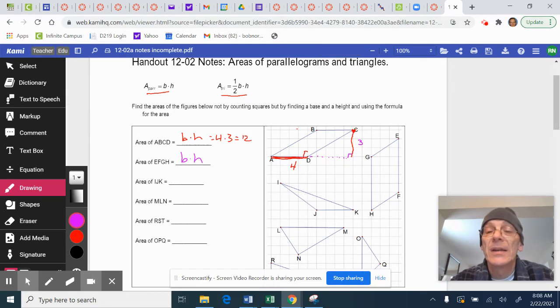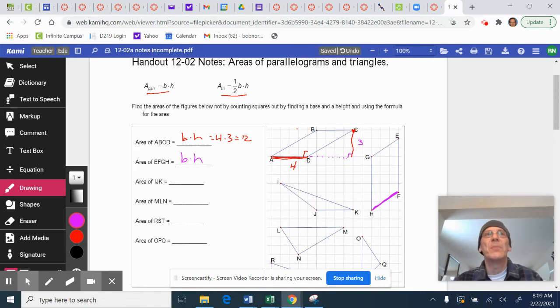Let's choose a base. Now, I said earlier, and this might have gone right past you, you might not have noticed, you can choose any side of the parallelogram for the base. And that is true for triangles also. We'll get to that in a moment, but you can choose any side of the parallelogram for the base. Now, if I choose this side for the base, and that's legal, okay?